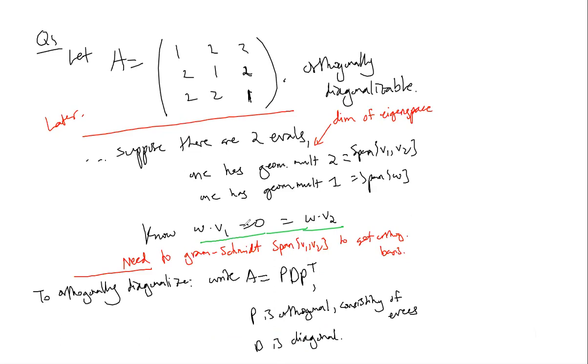Right, yeah. So to answer Haley's question, we know that w is orthogonal to v1 and w is orthogonal to v2, but we don't know v1 and v2 are orthogonal to each other. And so if you just tried to do P equal to v1, v2, and w, this would be wrong, because w is orthogonal to v2, w is orthogonal to v1, but v1 and v2 are not orthogonal. So this is not an orthogonal matrix.